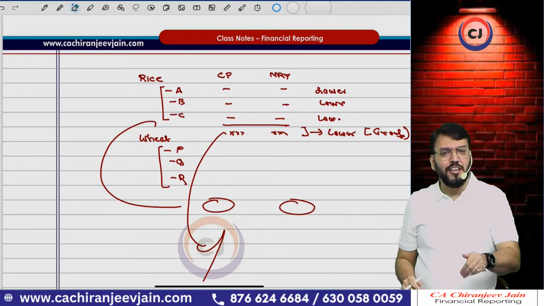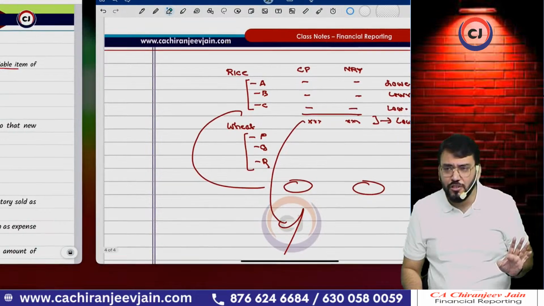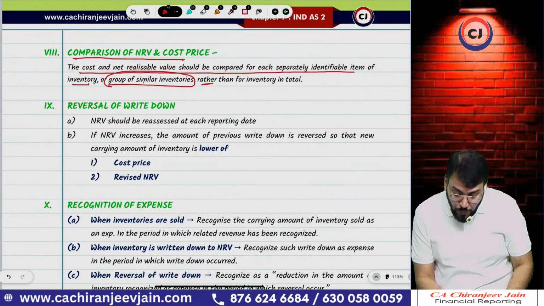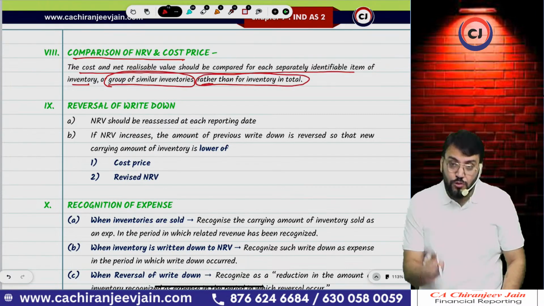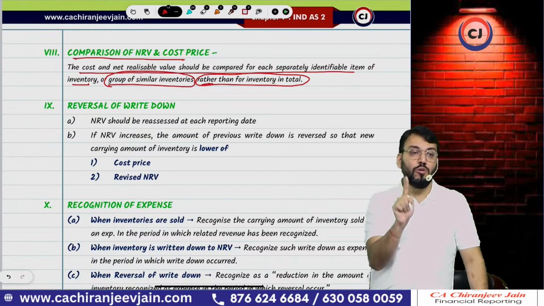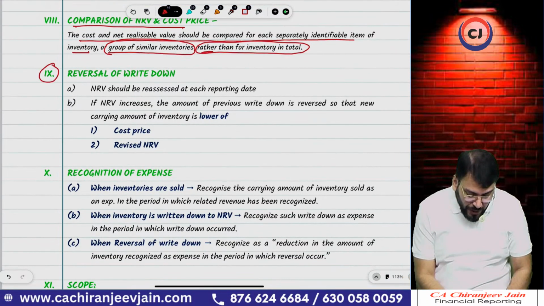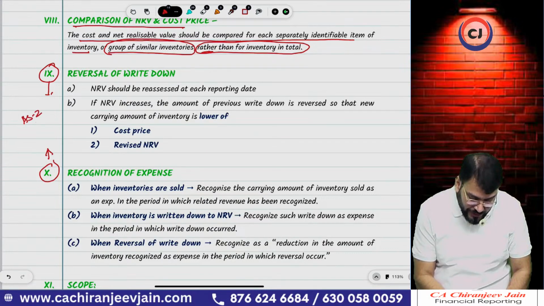If the question is silent, always do item wise, and the question will be silent only. Correct? Understood? So group similar inventory rather than inventory in total; total wise is not permissible. Okay, sir. The next point: these 9 and 10 are very important, though till now not asked in the exam. But AS 2 is silent regarding this.